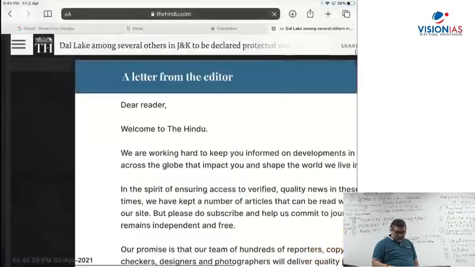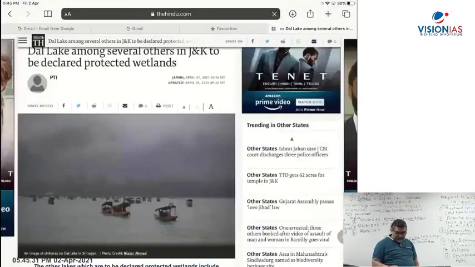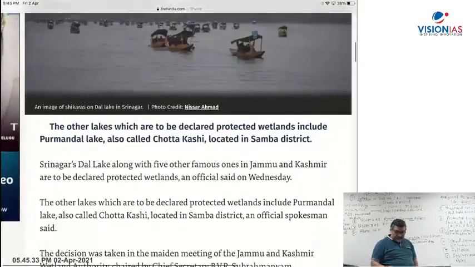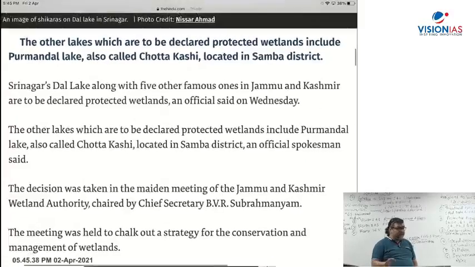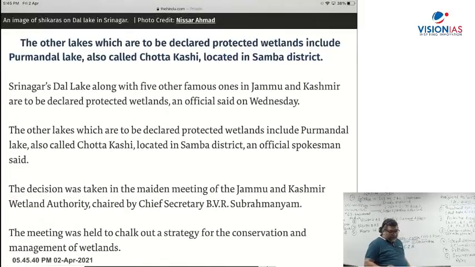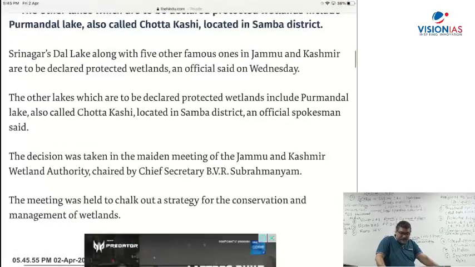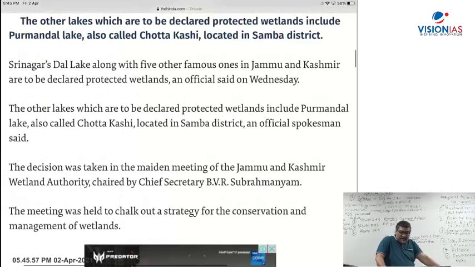And then in this case, now look here. See what is given here. The other lakes which are to be declared protected wetlands include Puramandal Lake, also called Chota Kashi, located in Samba district. The government has not put forward the proposal; there is a proposal pending on that. Srinagar's Dal Lake, among five famous ones in Jammu and Kashmir, to be declared protected wetlands. That was the news that came on Wednesday.